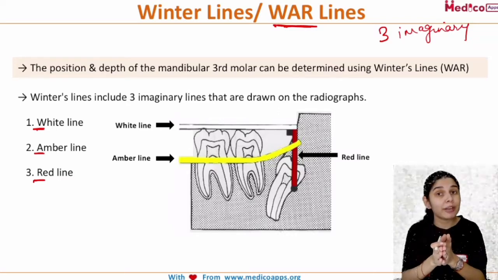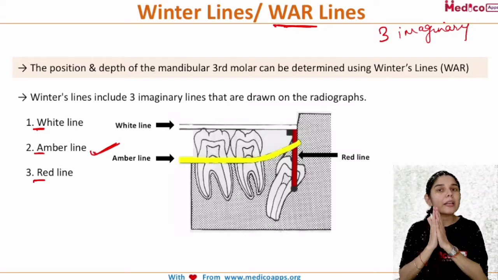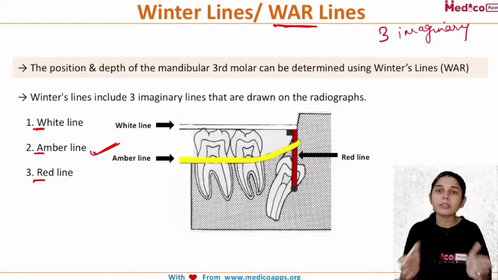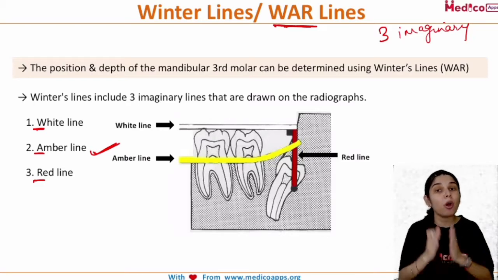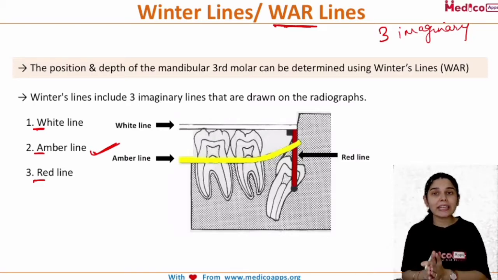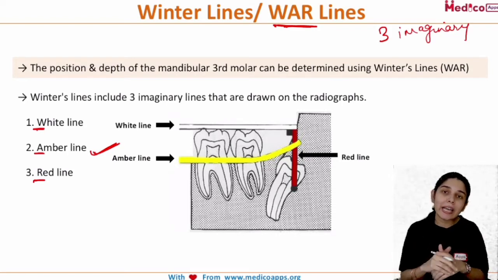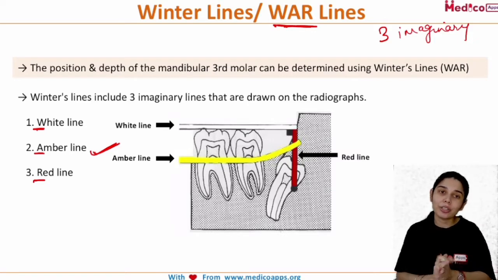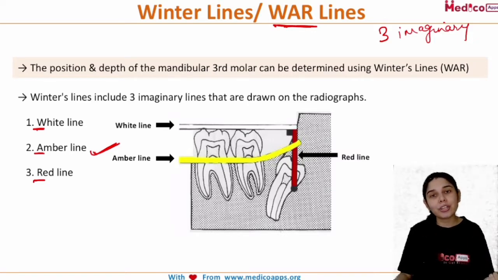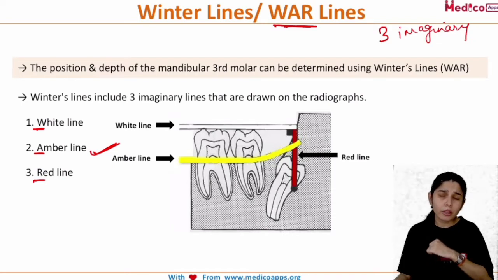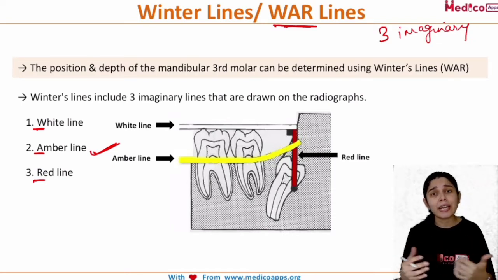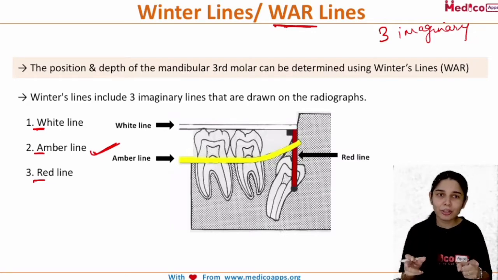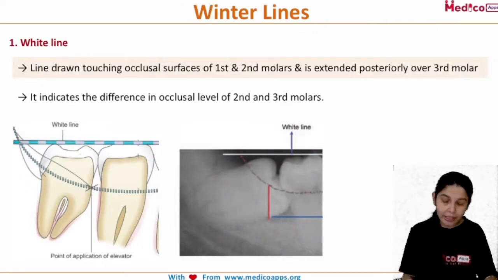The question here is framed on the amber line. But I will also be discussing the white line and the red line, because MCQs have been framed on even the white line and the red line. So we'll be easily able to cover all those MCQs under this particular MCQ discussion. Let's discuss the Winter's lines so that we can easily eliminate the options and get the right answer. We will start first with the white line.